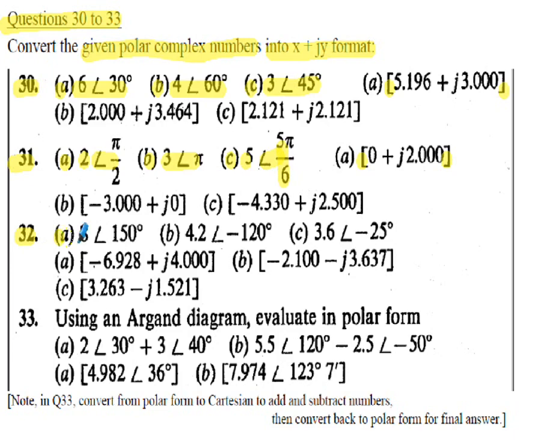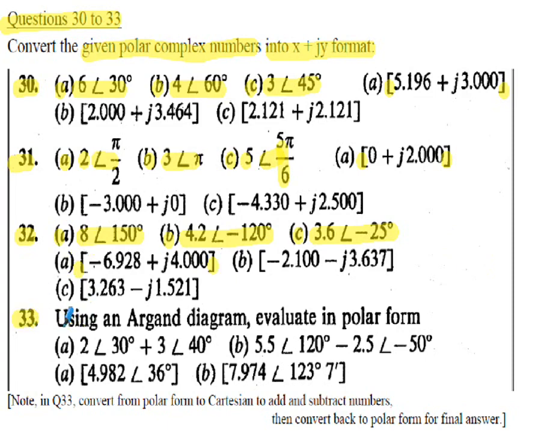Question 32, part A, we've got 8 argument 150 degrees. Part B, we've got 4.2 argument negative 120 degrees. And part C, 3.6 argument negative 25 degrees. So just be careful with the negative theta values given there. Again, the solutions are in square brackets.